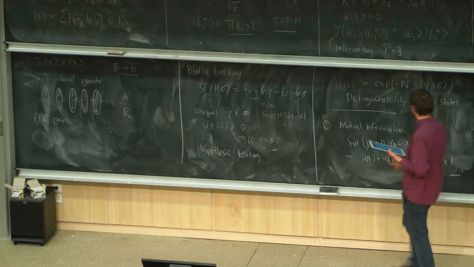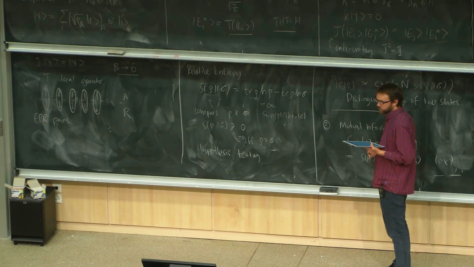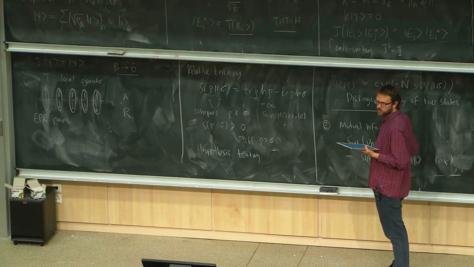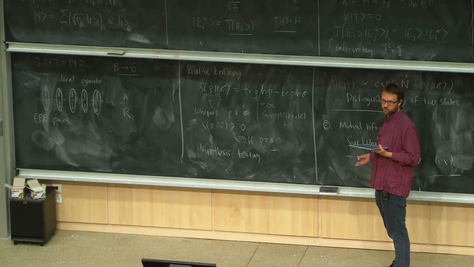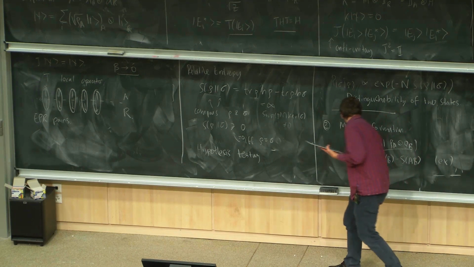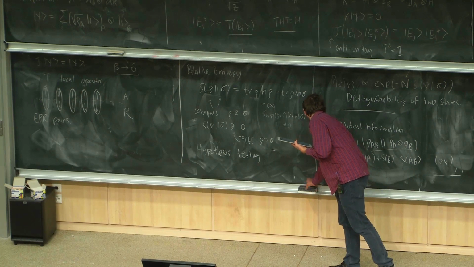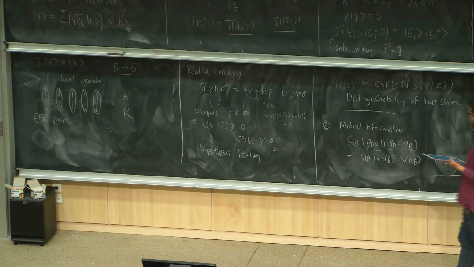Yeah, so this is the definition of the mutual information, but it tells you that it's the distance between your state and a state which is completely factorized, like this. So a state like this has zero correlations. It has zero mutual information. So the mutual information is in that sense measuring correlations between A and B.